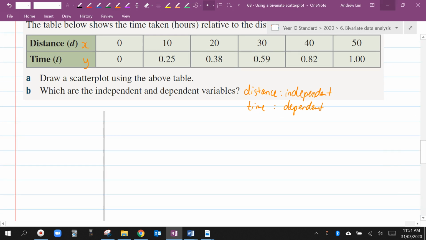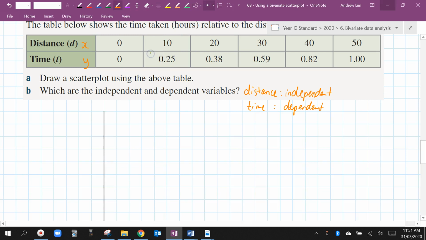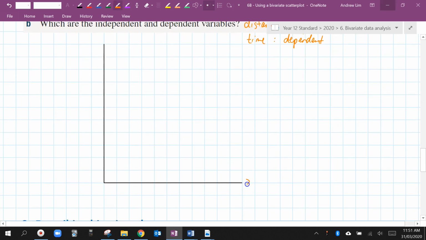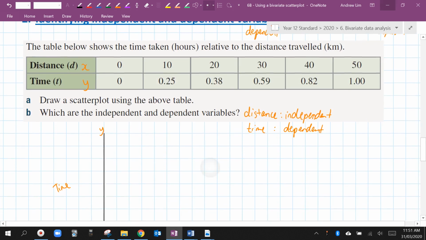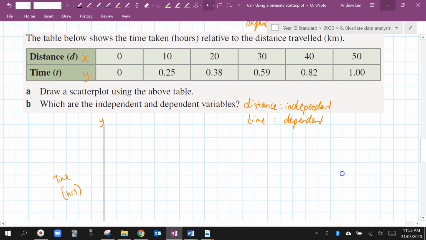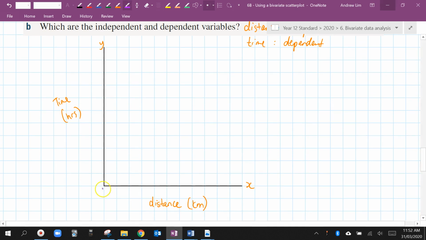We can actually graph our scatter plot, and I'm just going to change my lines to this. So that means we have distance on the x-axis and we have time on the y-axis, and this is in kilometers and hours. So what I want to do now is have a look at my table of values. My distance is going from 0 to 50, so I'll probably go up by tens: 10, 20, 30, 40, and 50.